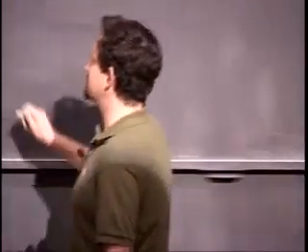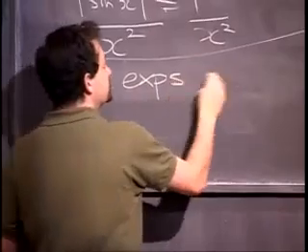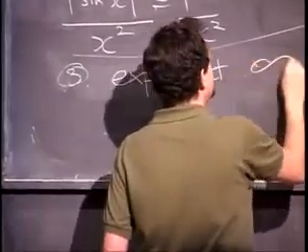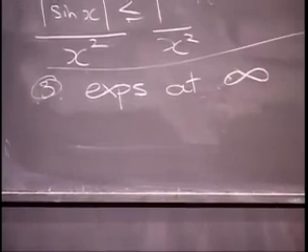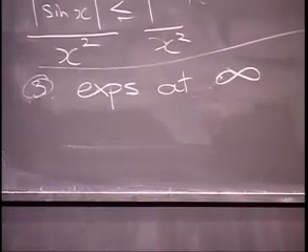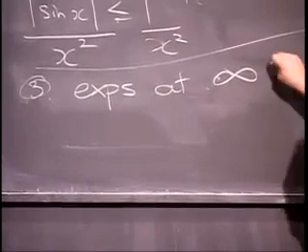Now I have to tell you about exponentials. So, number 3, how to deal with exponentials at infinity. And exponentials are normally e to the x in these types of problems. They seem to come up. But, of course, it could be any power, 2 to the x, 5 to the x, whatever. So here is the principle.